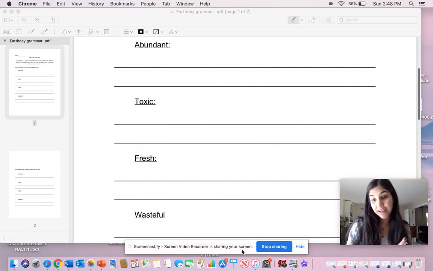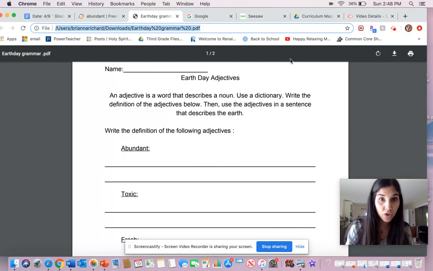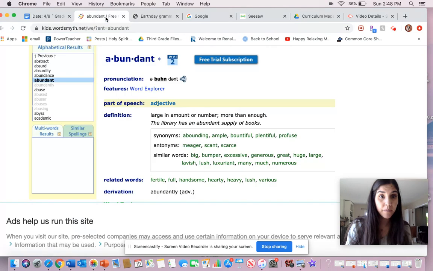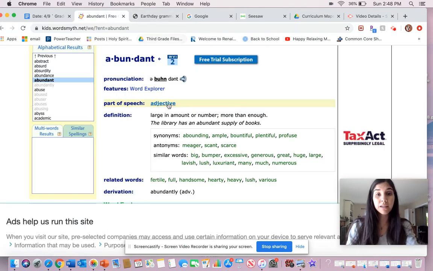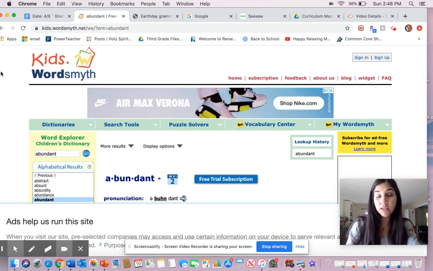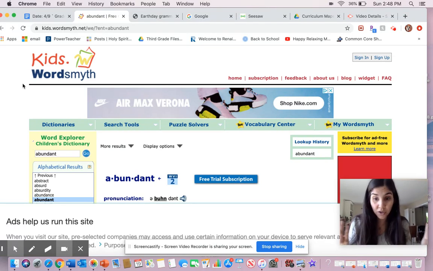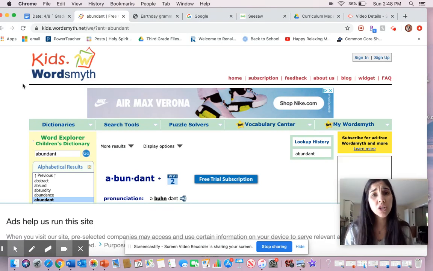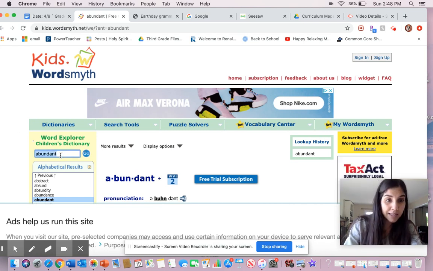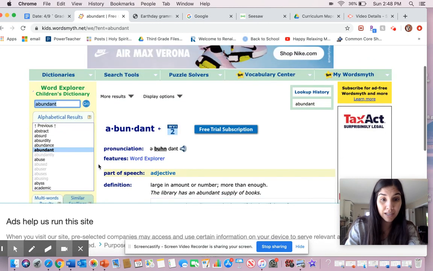So what I did is I just went over to Google and I just typed in kids dictionary, and this dictionary, Kids Wordsmith, came up, and it's really great. If you have another kids dictionary that you want to use, go for it. Maybe you have a dictionary at home and you want to look it up in paper. And I typed in the first word abundant here.